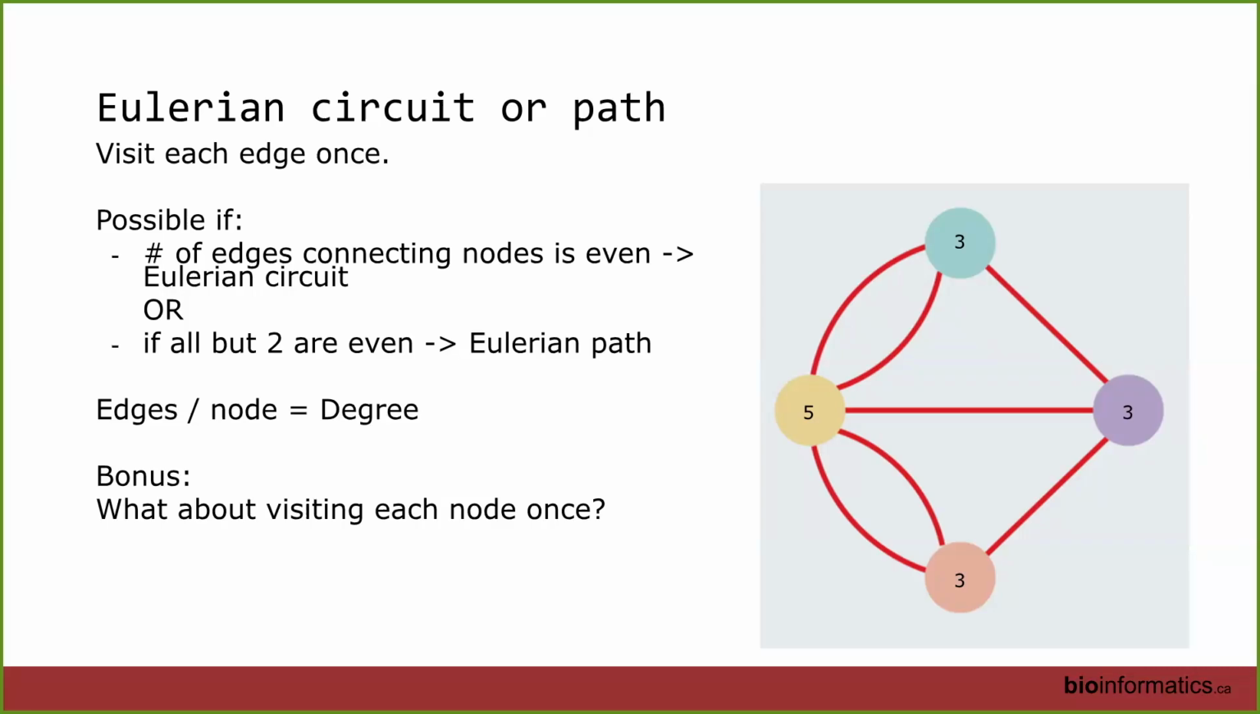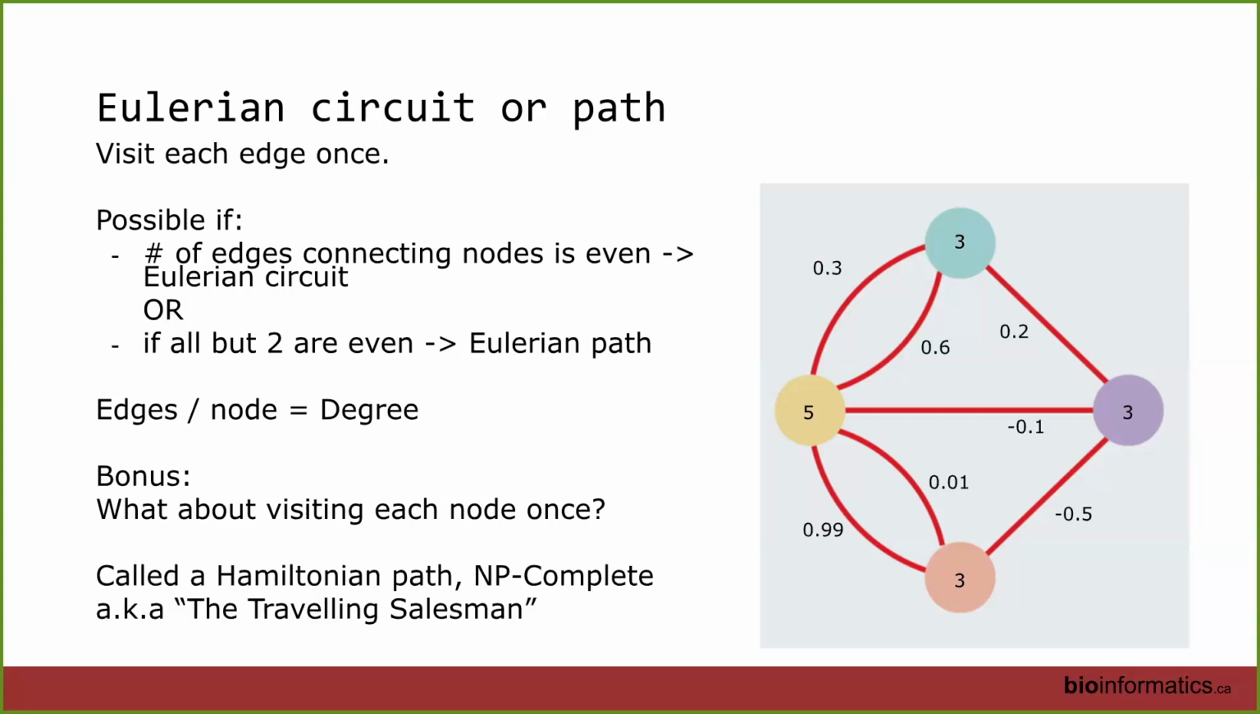And so the bonus is that's actually a very trivial thing. Once you've figured that out, all you have to do is count the edges going into a node, and you can do that really, really quickly. So that's extremely trivial. What's not trivial is if you're trying to determine the shortest path through each node once. That's called the traveling salesman, and that's actually a not solved problem.